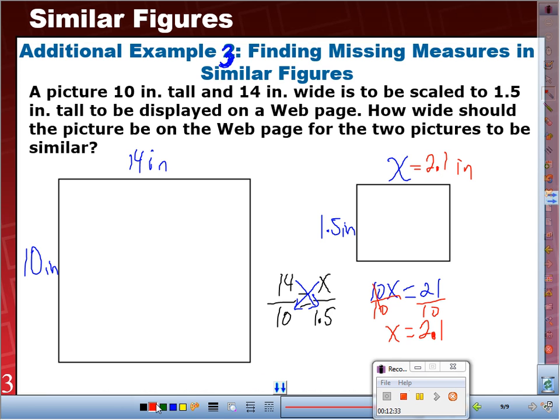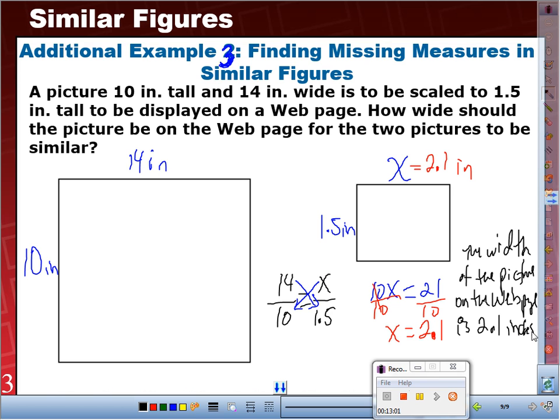2.1 inches. So let's write our statement. The width of the picture on the web page is 2.1 inches. 10Q.